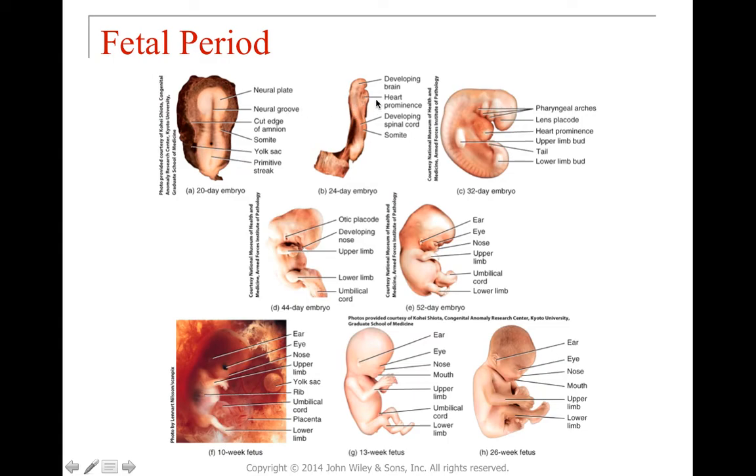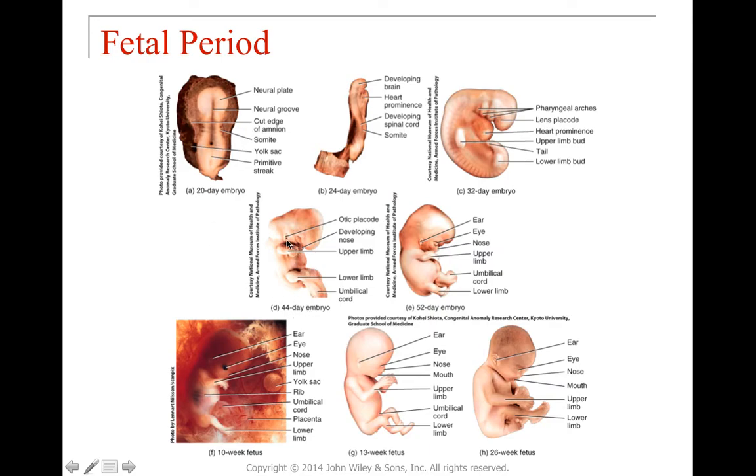Eventually at the 24-day stage, we're going to start getting major prominences like the heart prominence coming out, the somites, etc. By 32 days, we're going to get what looks to be an actual embryo with distinct regions like the limb buds. Again, we have the tail. Here's the lower and the upper limb buds. We're going to have those pharyngeal arches, which are going to be the pretty classic early embryonic stages. Area where the eye is going to be coming in, called the lens placode. The otic placode will be coming in a little bit later.